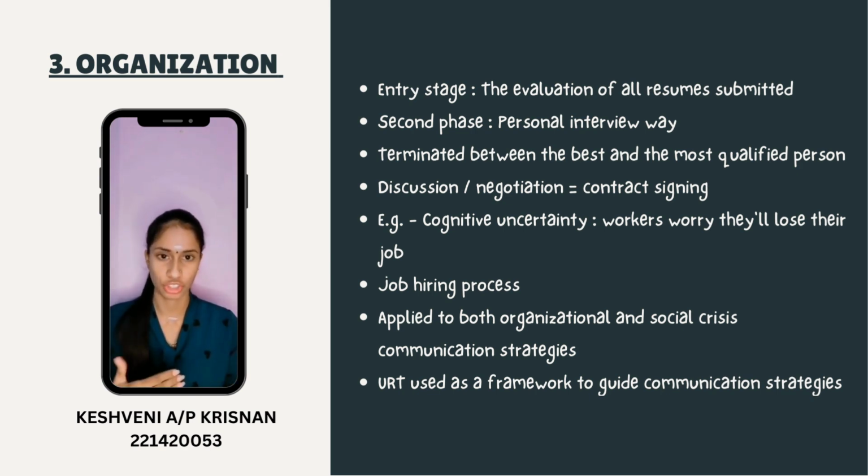For example, cognitive uncertainty in an organizational level will be like workers in a company worried that they will lose their job due to a problem such as the COVID-19 pandemic. Also, behavioral uncertainty in an organization is related to behavior which is predictable in a given situation. For instance, a manager of an organization thinks he needs to terminate some of his employees to sustain his business.